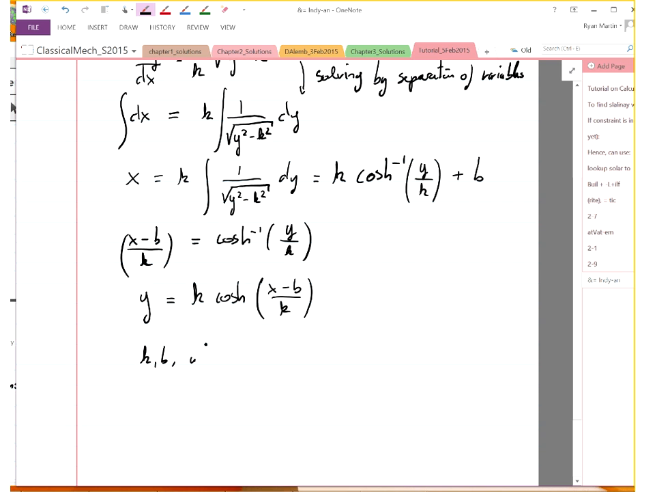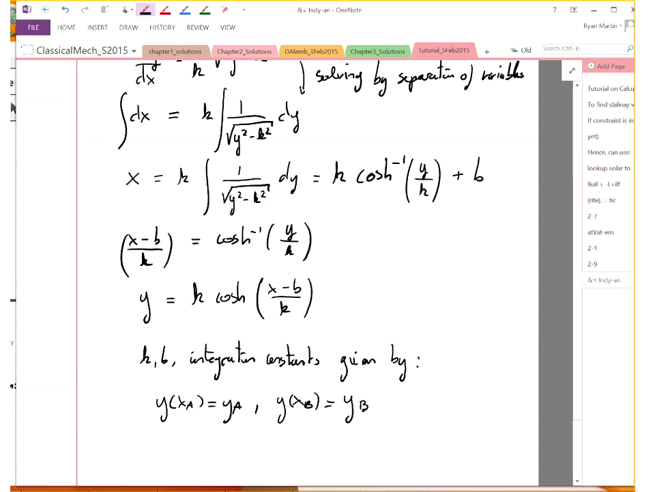And then k and b are integration constants given by the usual condition that y at xa is equal to ya and y at xb is equal to yb.